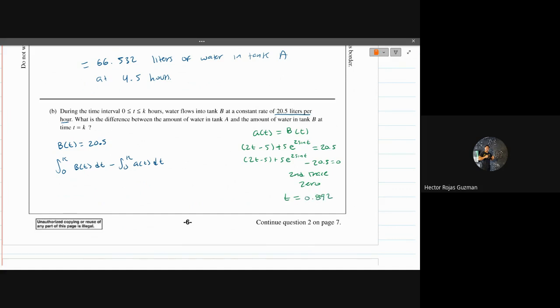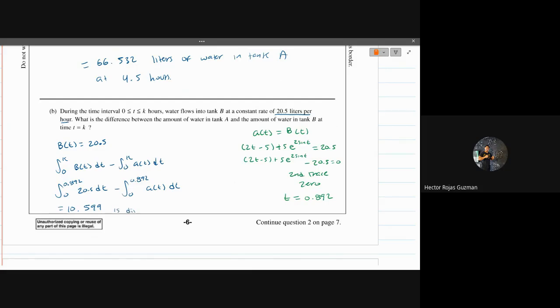Second, trace, 0. And that happens at t is equal to 0.892. So the integral from 0 to 0.892 of 20.5 dt minus the integral from 0 to 0.892 of A of t, I don't want to write that whole thing out, is 10.599.